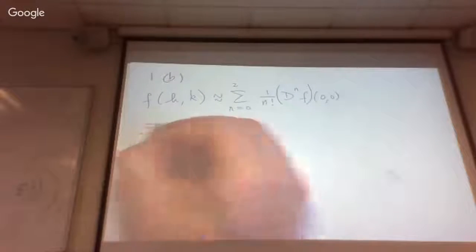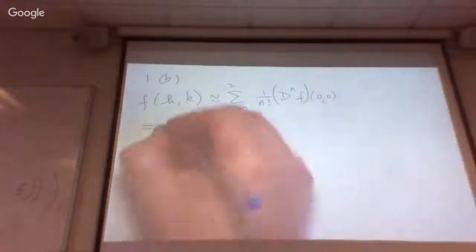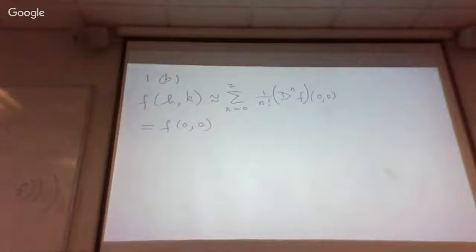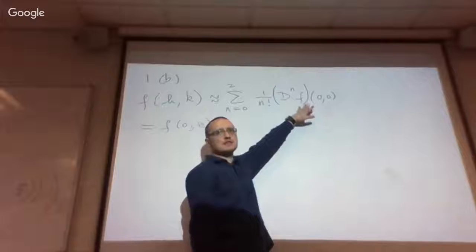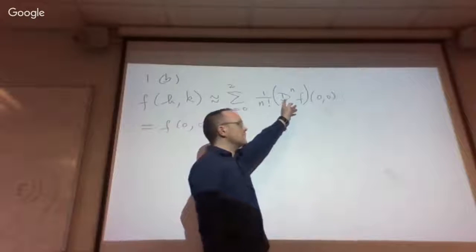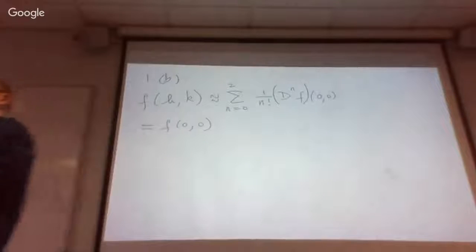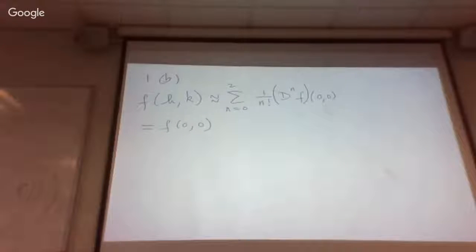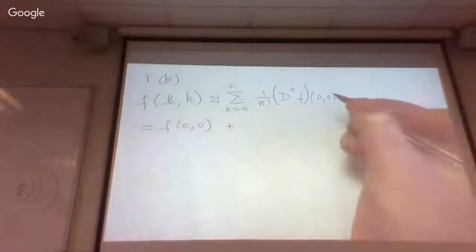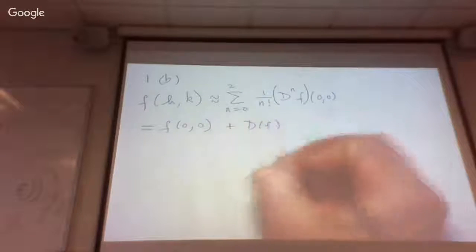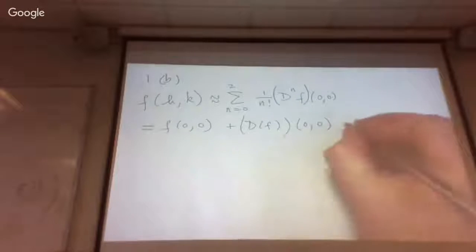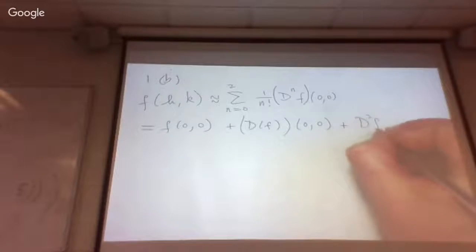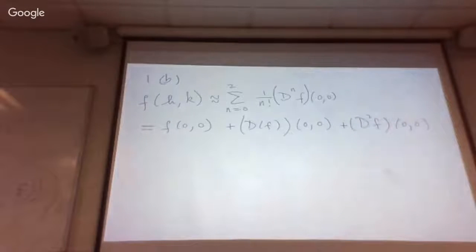So this is equal to then, when n is 0, it's simply f evaluated at 0, 0. 0 factorial is 1, and an operator to the power 0 means don't apply the operator. The operator applied 0 times to f, so f is just unchanged. Then you've got the n equals 1 term, so 1 over 1 factorial, again 1. You've got d applied to f, and then the evaluation of that at 0, 0. And then the n equals 2 term, you've got d squared applied to f, and then the evaluation of that at 0, 0.